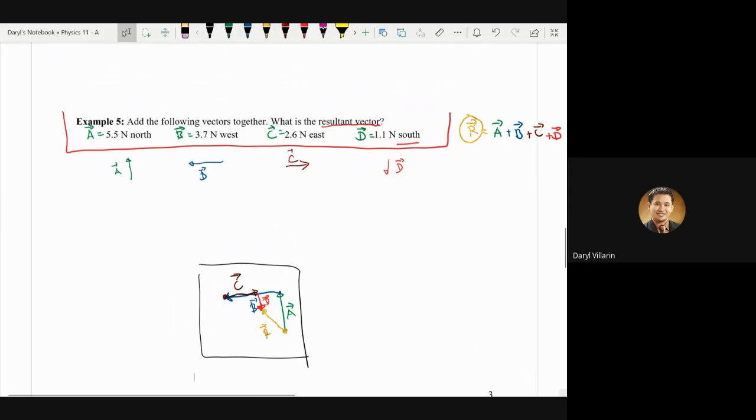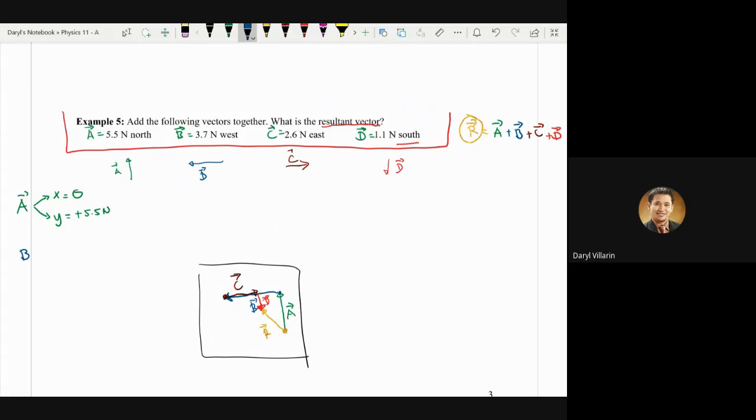So breaking down each vector to its components. So let's say for vector A, I'll specify my X and then the Y. So it's north. With the diagram that you have, if you can see, X is automatically 0 because it's lying along the Y component. And then the Y is 5.5 newtons, positive, to represent the north direction.